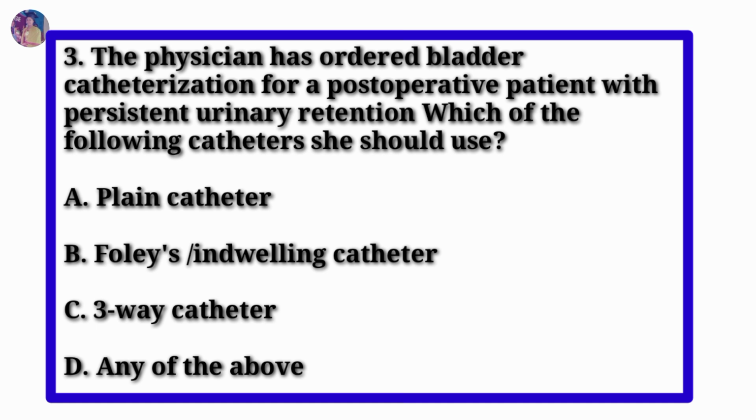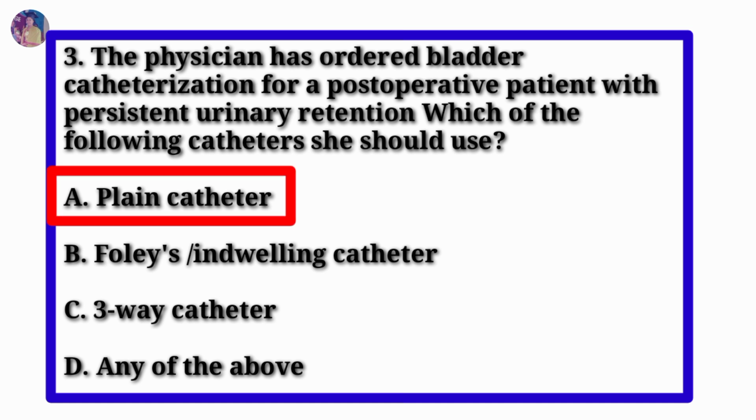Question number 3. The physician has ordered bladder catheterization for a post-operative patient with persistent urinary retention. Which of the following catheters should she use? Option A, plain catheter; option B, Foley's or indwelling catheter; option C, three-way catheter; option D, any of the above. Answer: option A, plain catheter.